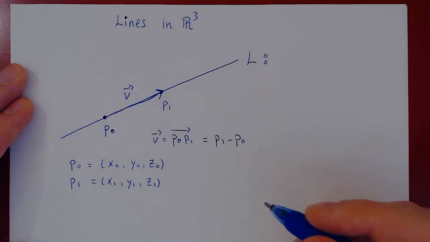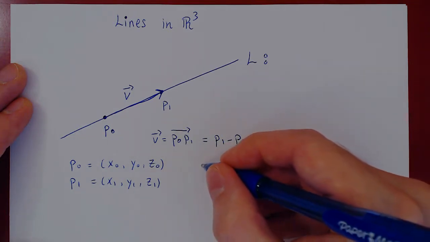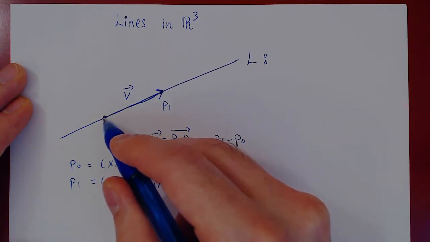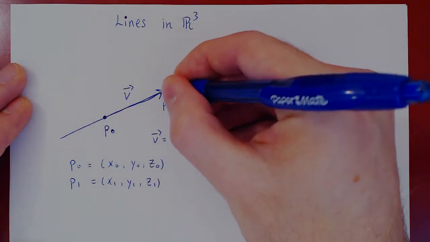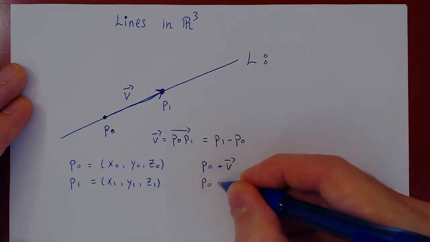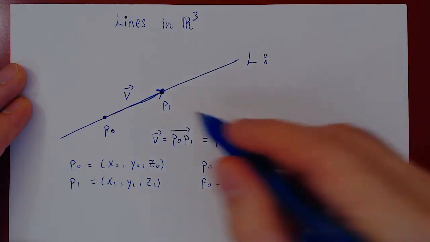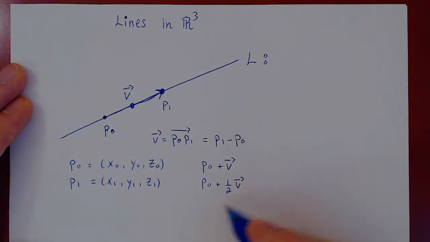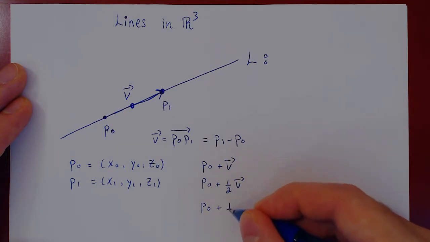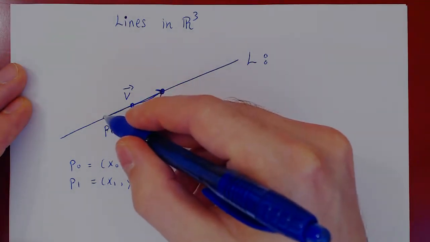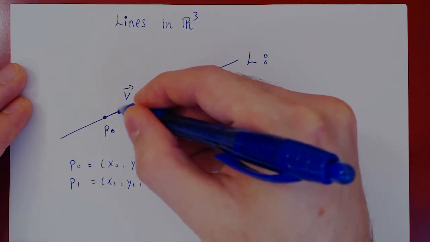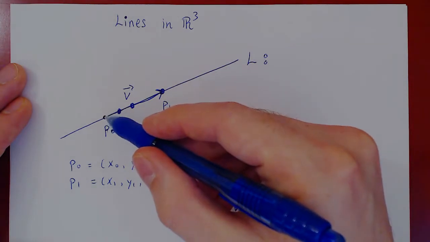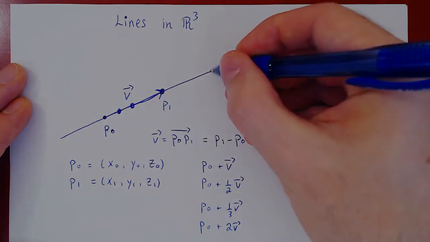So suppose I do P0 plus V. Well, which point do I get? I'm starting at P0, and I'm adding V, so I get the point P1. What if I did P0 plus 1/2 of V? Well, I'm starting at P0, and I add 1/2 of V, so I get this point. What if I did P0 plus 1/3 of V? Starting at P0, adding 1/3 of V, you'd get about here, this point. What if I did P0 plus 2 times V? Well, add to P0, not just V once, but V twice, and you'll get this point.